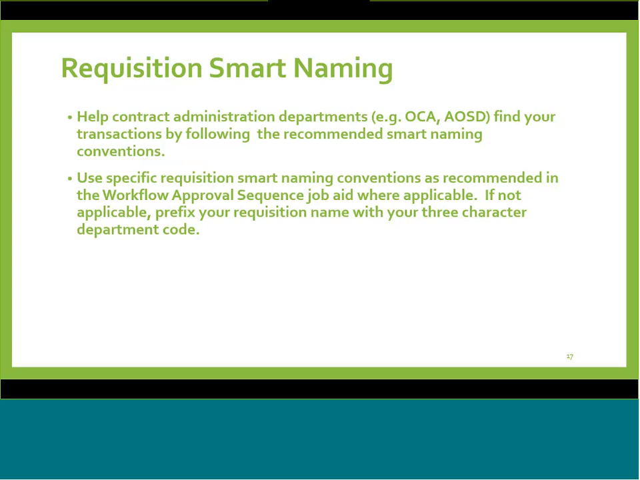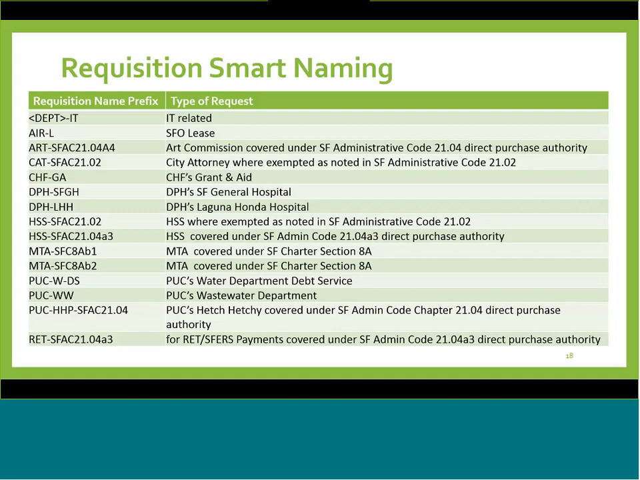Yeah, and that's really important, because if you think your work list is big, when I do the Worklist demo, I'm going to show you how big Jocelyn Quinto's work list is. It's humongous. So in order for her to find a transaction that needs to be pushed through, it's really important that you use those smart naming conventions. We'll talk a little bit more about that.